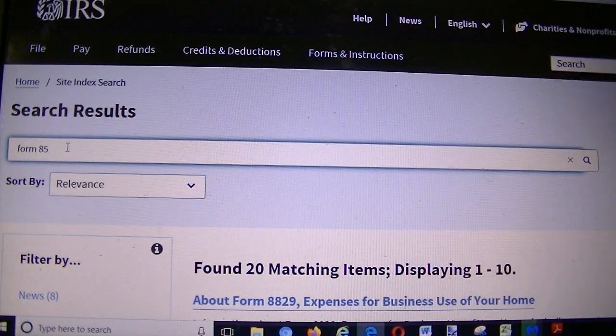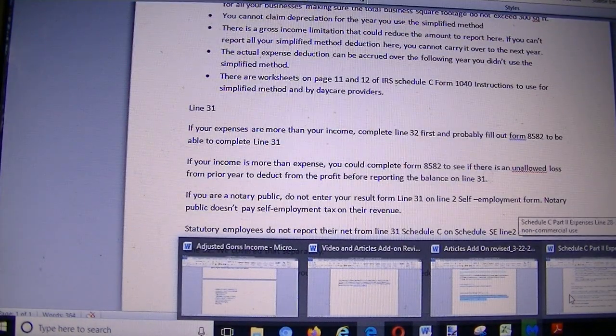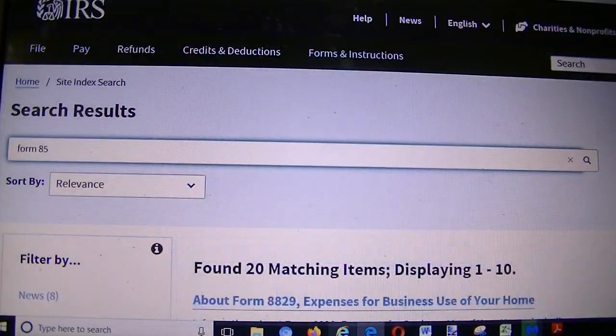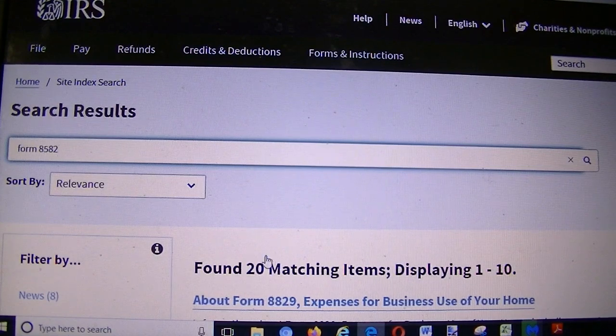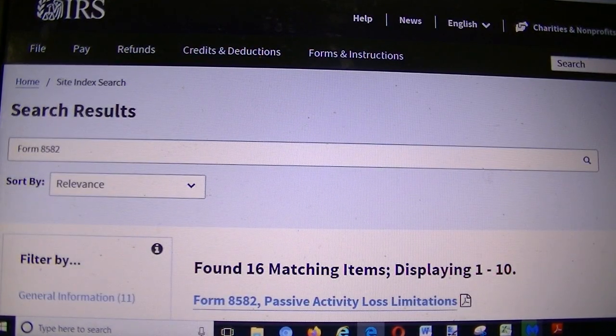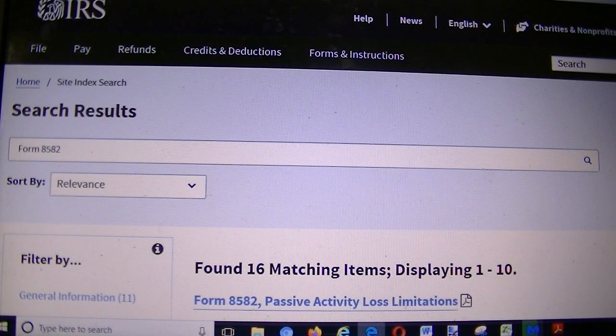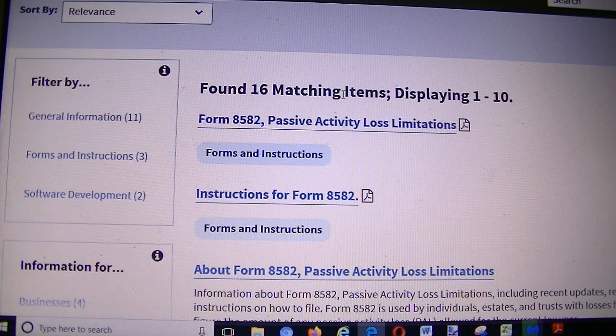Form 85, what was it again? Is it 8529? 8582, excuse me. So while that is searching, I just press enter and that executed. That's good. So that's passive activity loss limitation. They have the instruction as well. So let's just click on that.